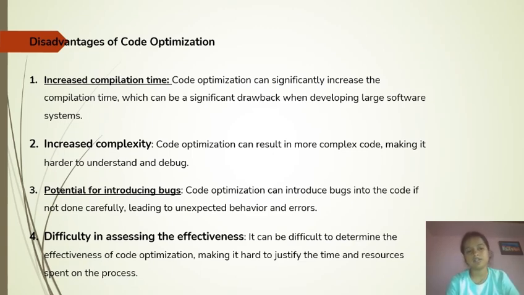Then increased complexity, as code optimization can result in more complex code, making it harder to understand and debug, but size of the code will be reduced. Potential for introducing bugs. Code optimization can introduce bugs into the code if not done carefully, so it should be done very carefully. Then difficulty in assessing the effectiveness. It can be difficult to determine the effectiveness of the code optimization, making it hard to justify the time and resources spent on this process.